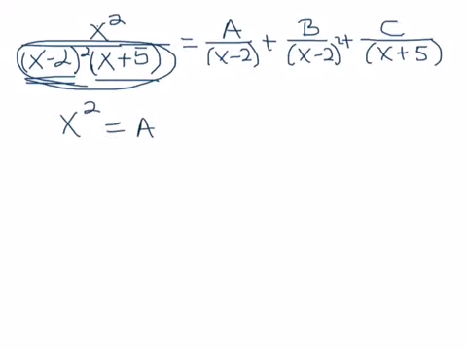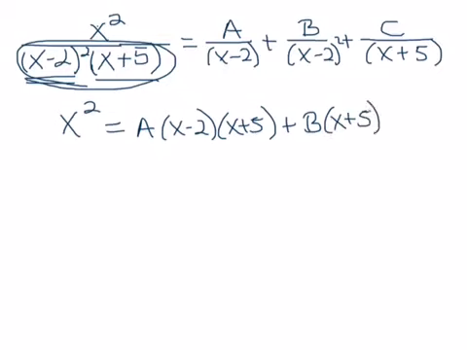The first fraction with the A in the top will have one of the x minus 2's cancelable, but not the other one. And we'll also have an x plus 5. The middle fraction with the B in the top will have the x minus 2's both cancel, but have an x plus 5 left over. And the last fraction with the C, the x plus 5 is going to cancel, but both of our x minus 2's will be left.